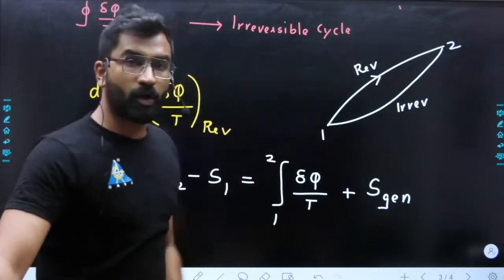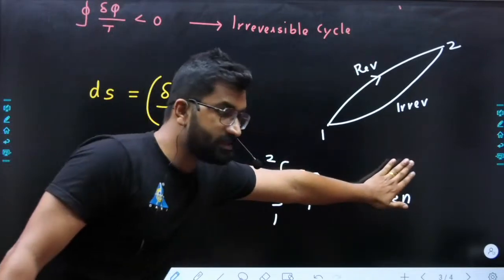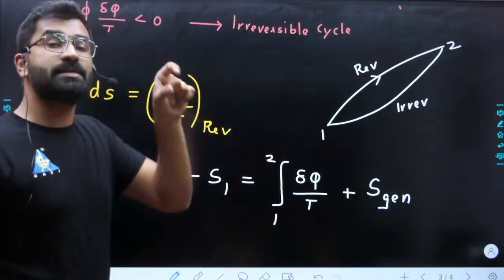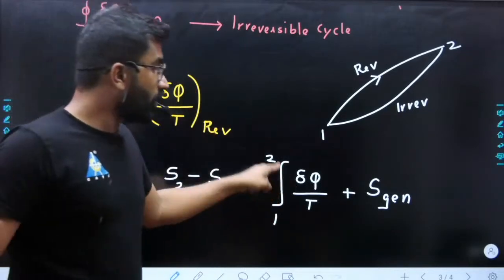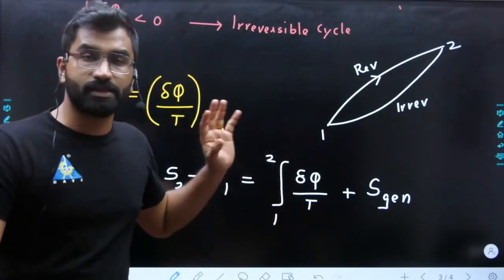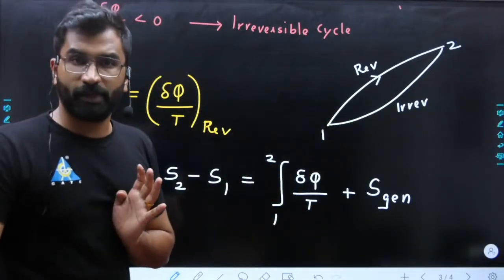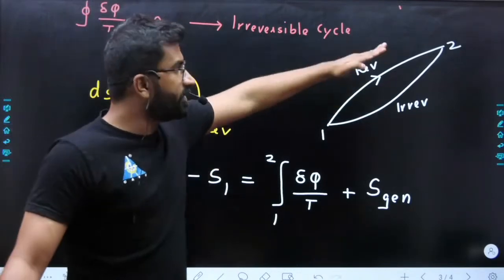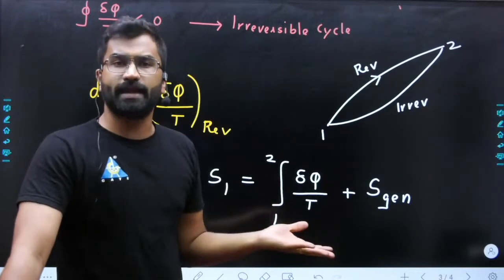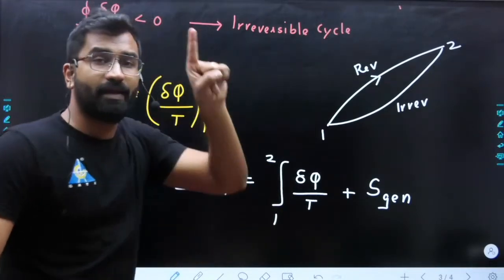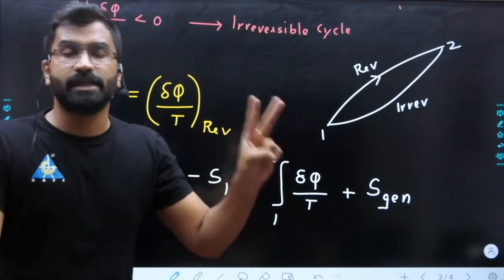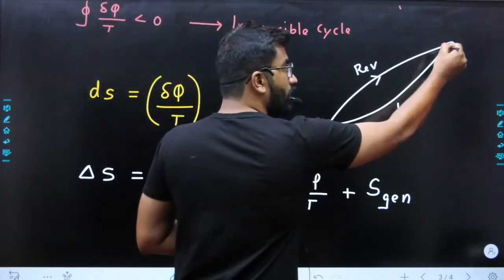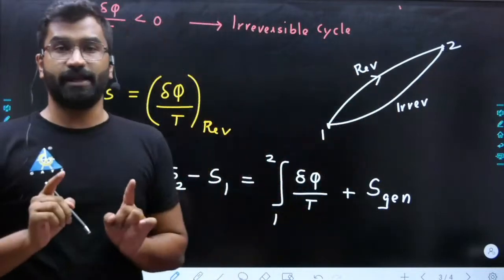For a reversible process, S generation will be 0, and you can directly integrate this equation and solve it. If it is irreversible, what is the problem? You cannot integrate this and find the answer, because that will not match with the entropy. So what we will do is assume a reversible path, then integrate, and you will get the answer. Why? Because whether it is a reversible or irreversible process doesn't matter. If your initial point and final point are the same, entropy change will be the same.